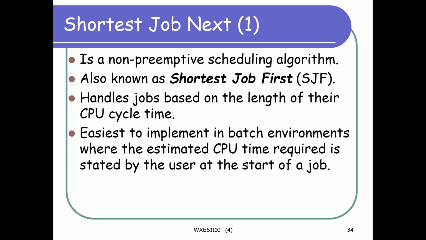Next we're going to look at shortest job next. It's a non-preemptive scheduling algorithm again, but it is more complex than first come first serve. It is also known as shortest job first. It handles jobs based on the length of their CPU cycle time. It is easiest to implement in batch environments where the estimated CPU time required is stated by the user at the start of a job.